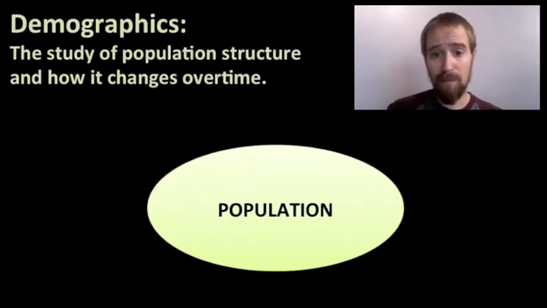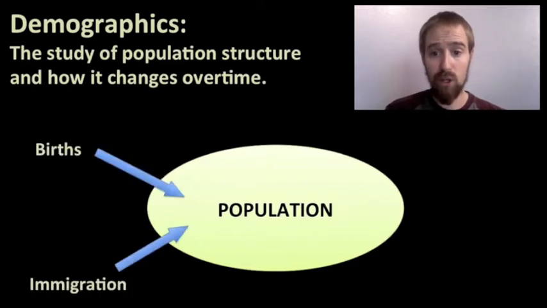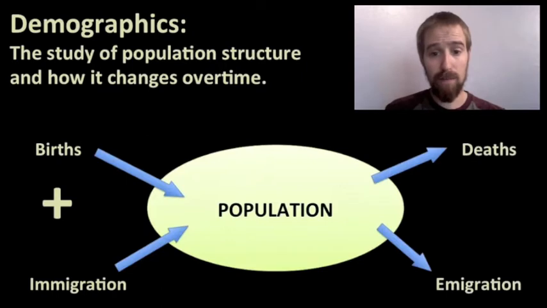This is where the study of population demographics can be really useful, which is the study of population structure and how it changes over time. So let's start simple. Say, for example, we have a single population. Maybe it's a population of humans in a single country, or maybe it's a population of turtles in a single pond. Births and the immigration of new individuals into this population both add to the population, while deaths and the emigration of individuals out of this population both subtract from this population.